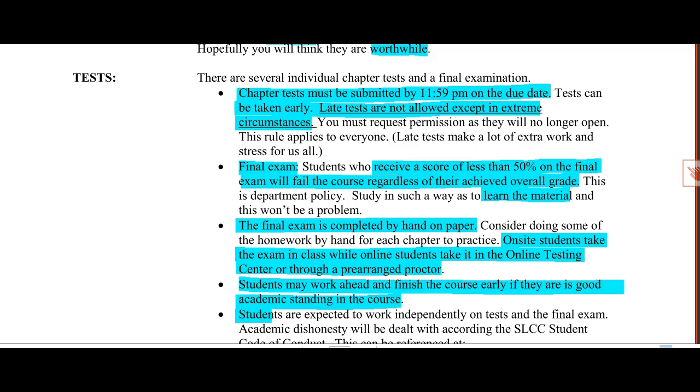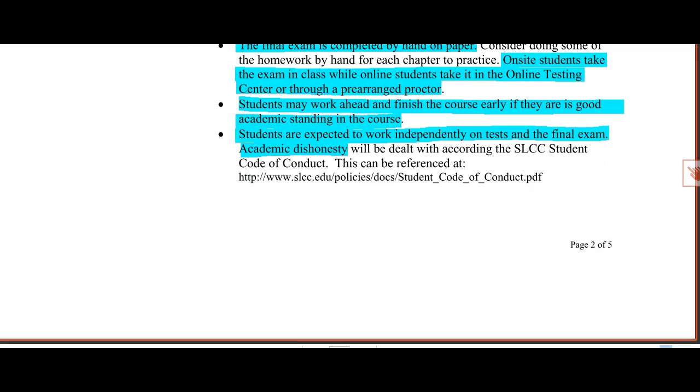You are expected to work independently on tests and on the final exam. Sometimes you work together on homework. That's fine. Any cheating will be dealt with through the academic dishonesty policy, as outlined in the Student Code of Conduct, but I know we won't have those problems, so we'll be all right. That one won't show up.